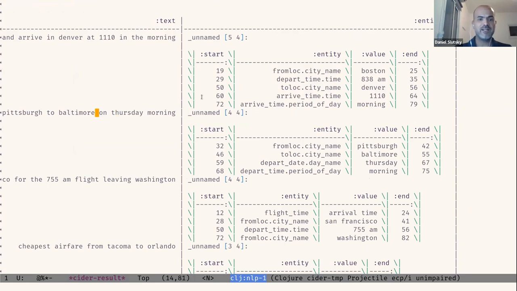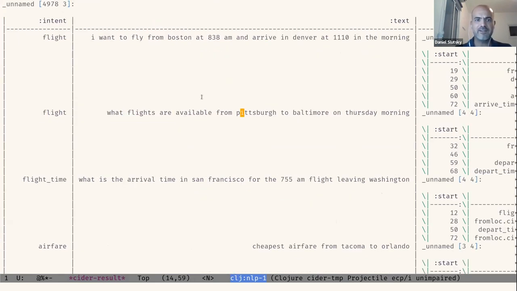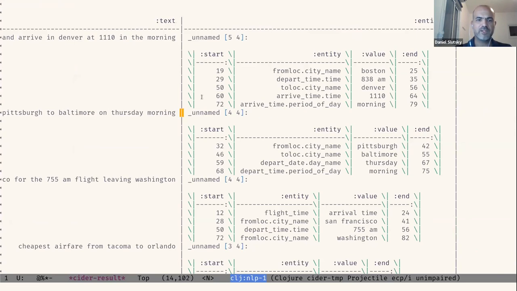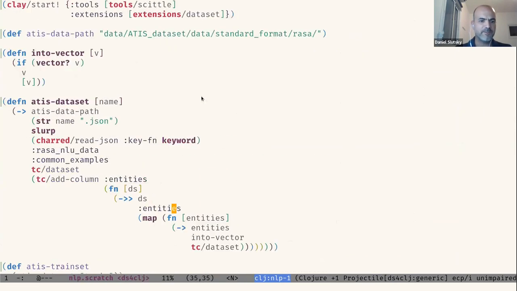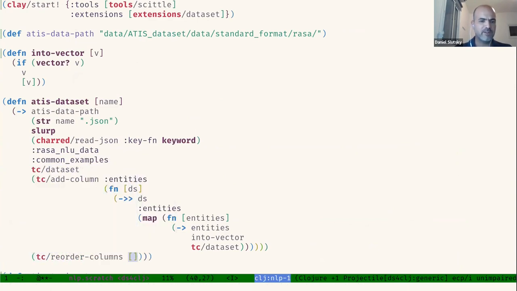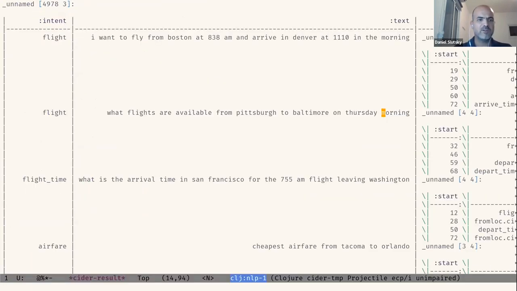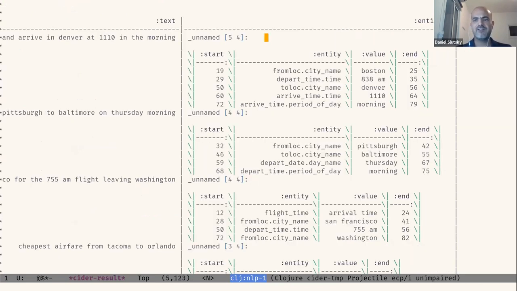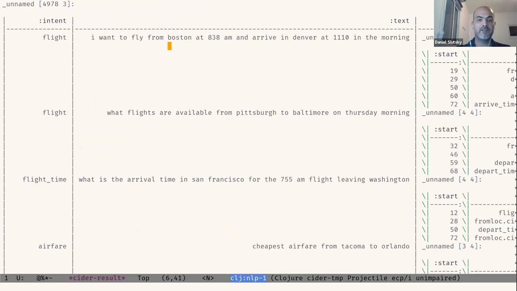And we have this data. Does it make sense that these texts were annotated with intent and entity information? Maybe we should reorder the columns, right? Never mind. You see, that is the text, and it has intent and entities, and that is the information we are hoping our algorithms to learn to recognize, right?